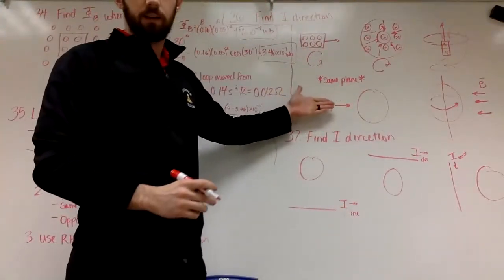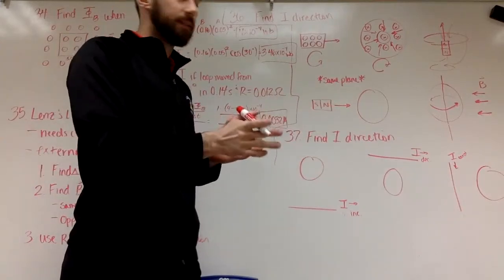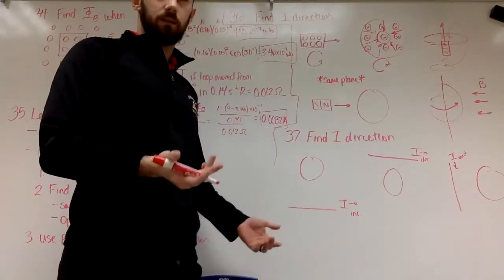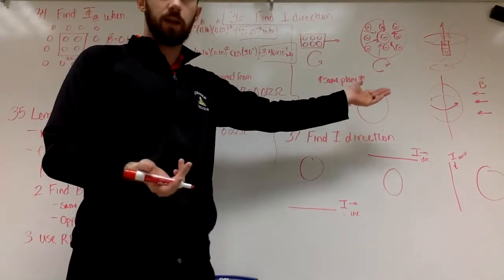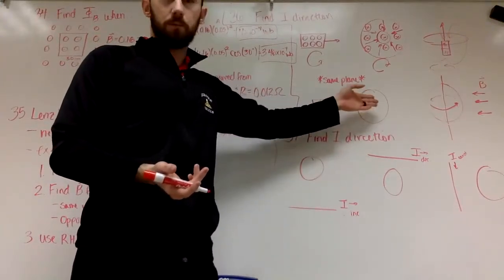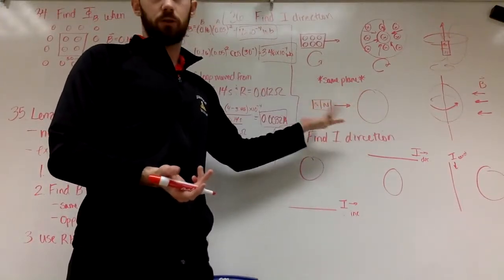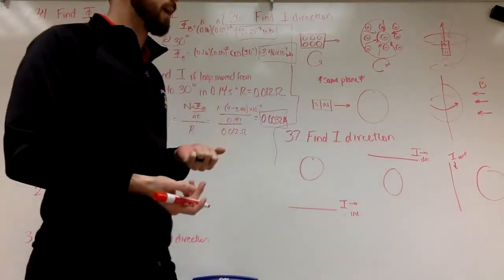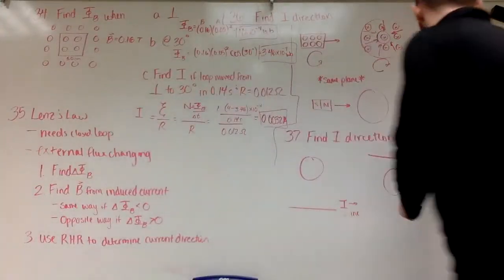Now let's take a look down here. Since it's in the same plane, it is parallel with the magnetic field, meaning there is no flux change. No matter how close you get it, this loop is blind to that magnetic field. So no matter how close it gets, it's never going to have anything.